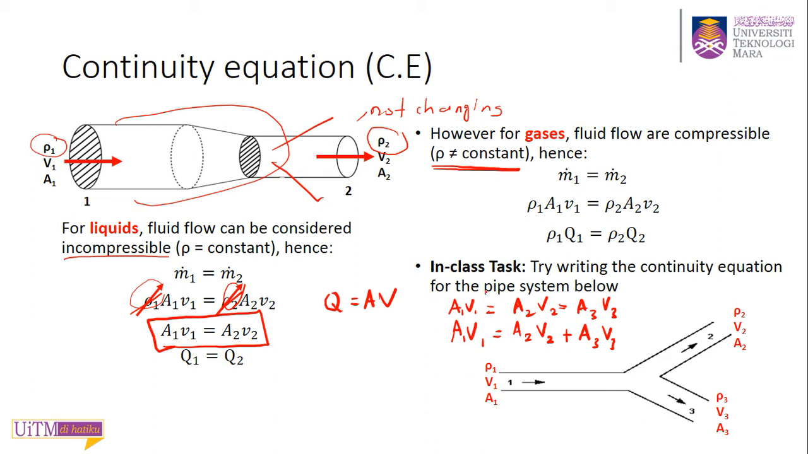Okay, so the answer is this one, the summation. Good try, and you gave a correct answer. Whatever goes to the inlet must be equal to whatever goes to the outlet. Because you have two outlets, you need to sum the two outlets. One goes here and one goes here. So this summation of outlets 2 and 3 must equal the inlet.